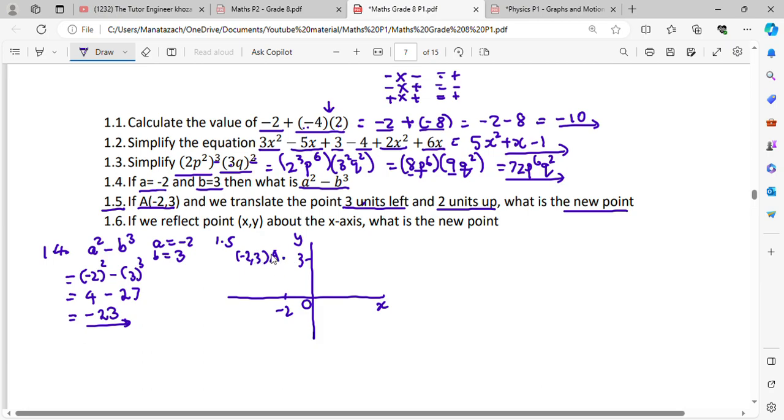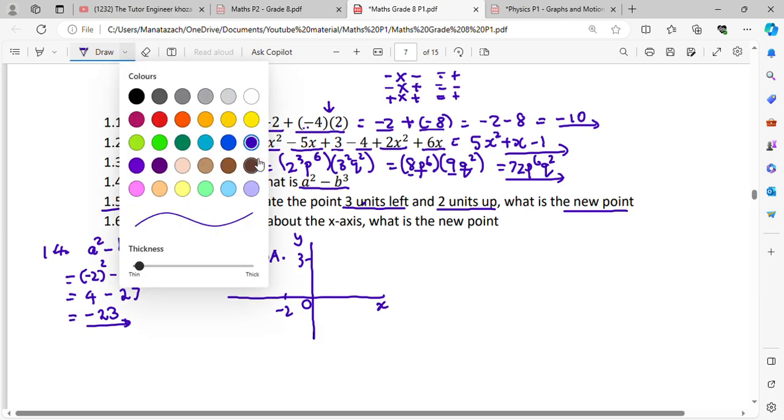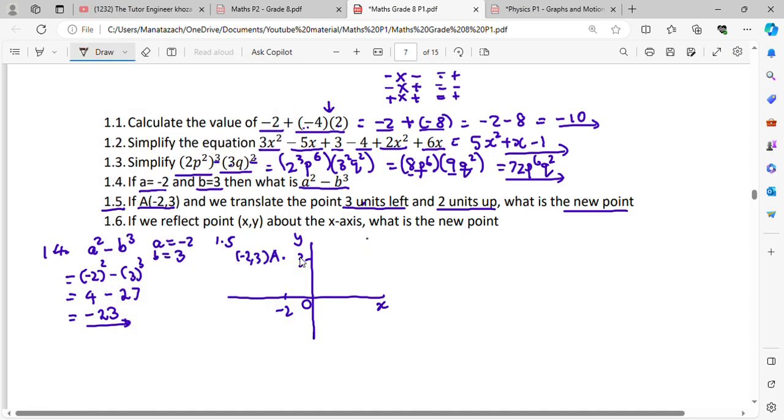So if you translate this point, you're moving it 3 units to the left. Let's change the color now. Let's choose brown. So you're moving this point 3 units to the left. That's going to move 1, 2, 3, right? So you're going to be at -5 by the time that you move. So this is -3, -4. The third unit is -5.